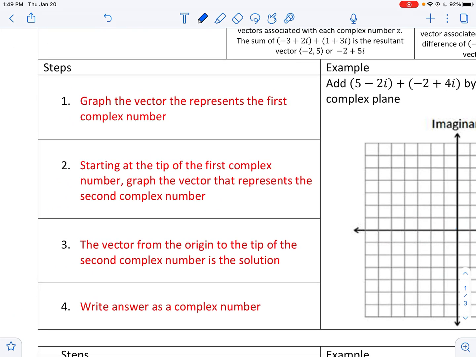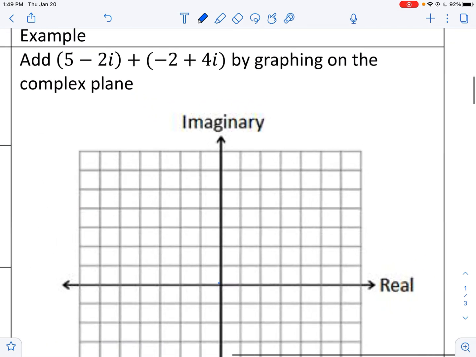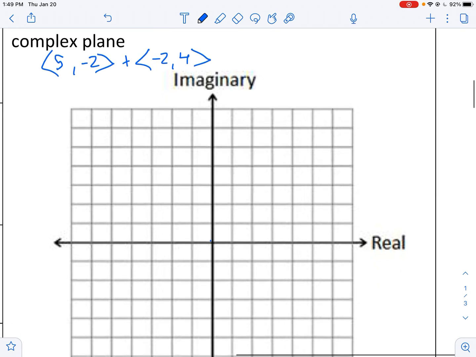If you're looking for spelled out steps, here's a bunch of spelled out steps for you. But let's go through the process of adding these two vectors. So adding these two complex numbers, which we could represent with vectors. The first one here is at 5, -2. So I'm going to write it in vector notation. And I'm going to add on -2, 4. Like that. And so with the first one, go from my origin, right 5: 1, 2, 3, 4, 5. And then down 2, because it's -2.